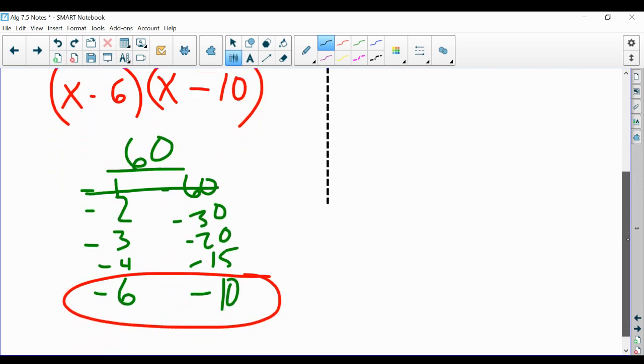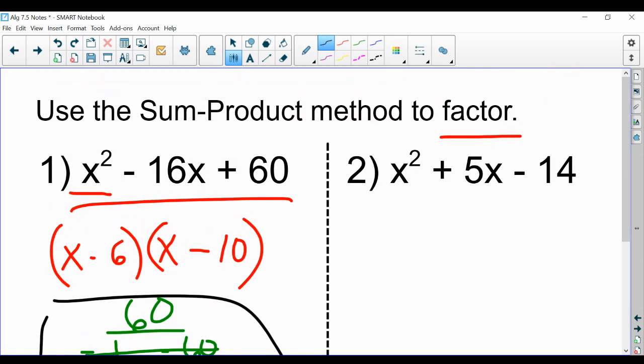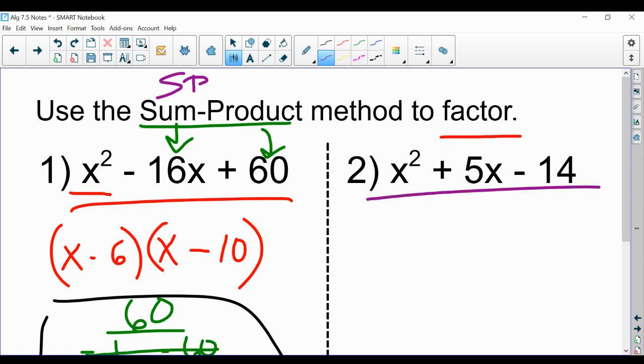Now, you don't have to go through the hassle of listing all of these factors. If you just go through your mind and rattle through them, look for the ones that add up to be 16. Okay. So you might see that I call this the sum product method. I'm looking for two numbers that have a product of 60 and a sum of negative 16. That's why it's called the sum product method, or you might hear me refer to it instead as SP, salt and pepper. You might say we're going to need to salt and pepper this. Salt, pepper, sum product.